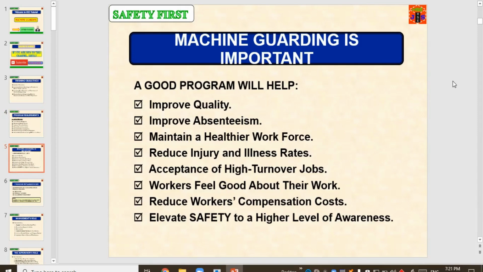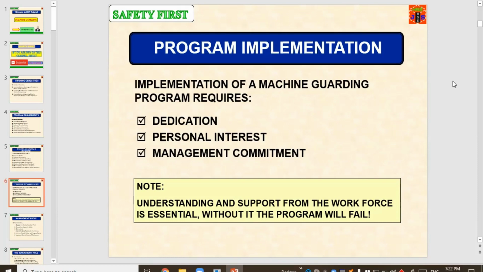Let us discuss why machine guarding is important. A good program will help to improve quality, improve absenteeism, maintain a healthier workforce, reduce injury and illness rates, acceptance of high turnover jobs, workers feel good about their work, reduce workers' compensation costs, and elevate safety to a higher level of awareness. Dear friends and fellows, let us look how to implement safeguarding program.